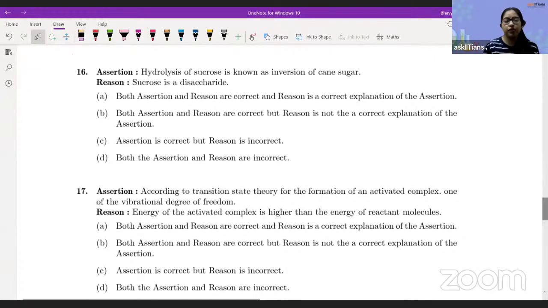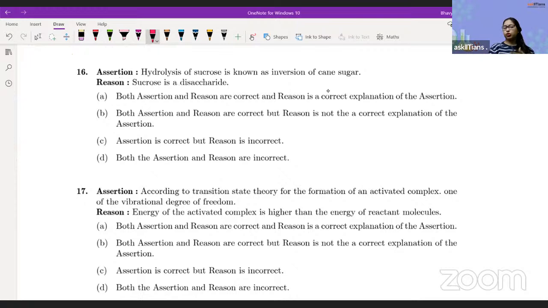Then we come to 16th question. It says hydrolysis of sucrose is known as inversion of cane sugar. This is something we've done in the fact that whenever sucrose is hydrolyzed, it gives you glucose plus fructose, right? And the entire optical activity changes. Sucrose is dextrorotatory, whereas this glucose and fructose mixture is levorotatory in nature. So in terms of optical activity, there is an inversion which I'm observing. So this is a true statement.